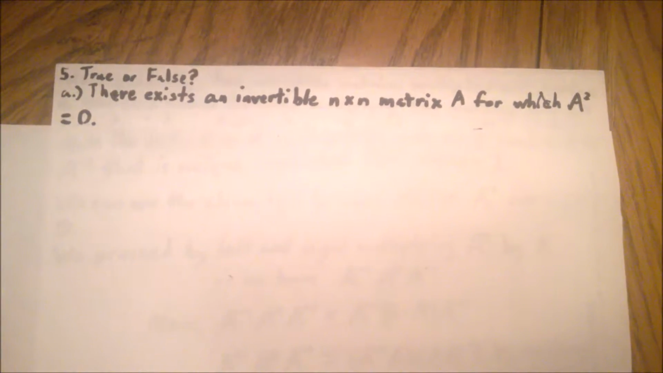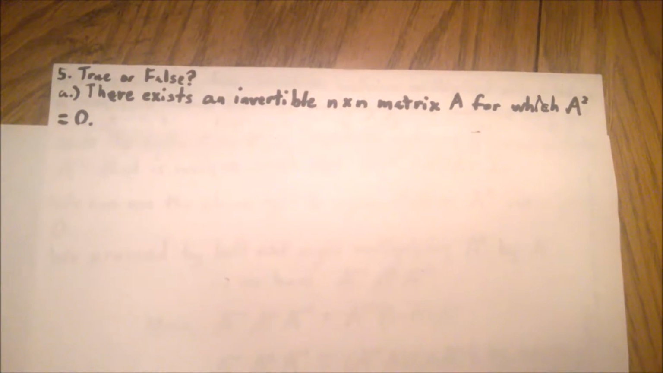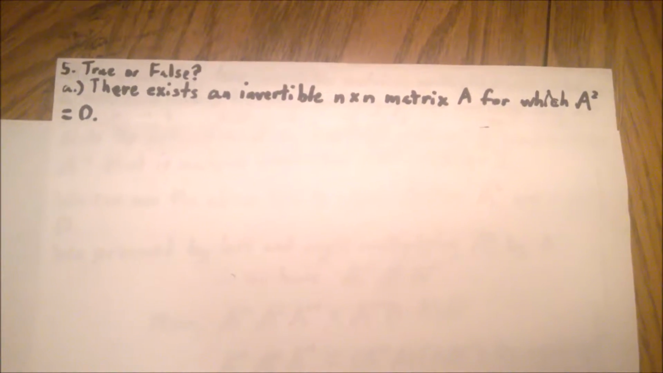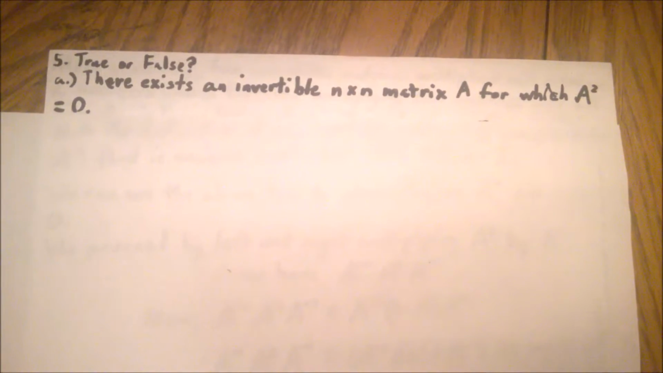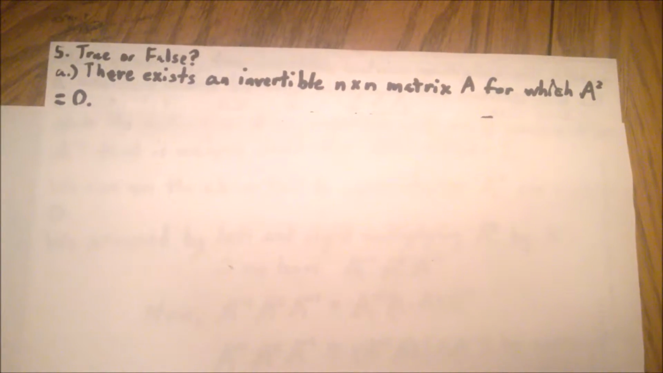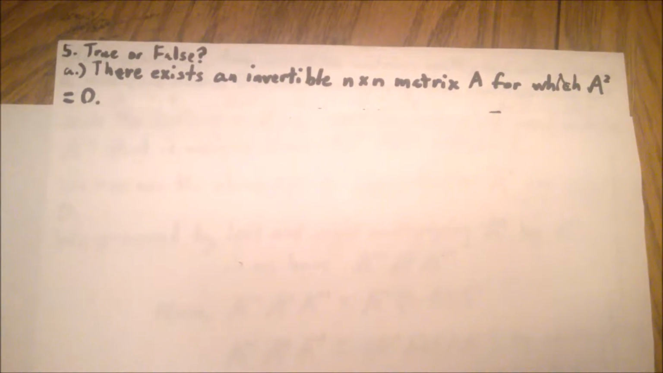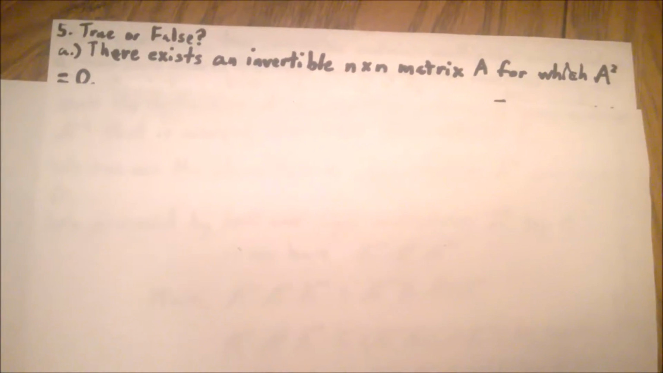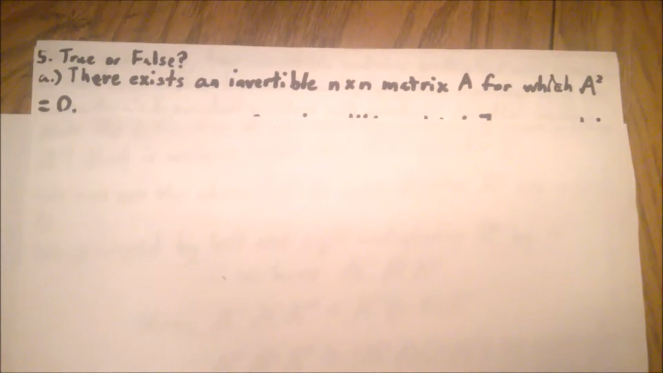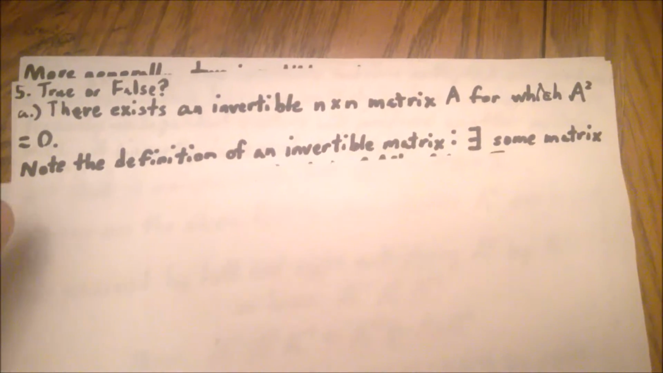Okay, so now we're going to tackle number 5, which is true or false. There are 6 claims on number 5, so we're going to evaluate each claim, and then we're going to tell whether or not each one is true or false. So the first claim here is there exists an invertible n by n matrix A for which A squared is equal to 0. Now, in order to tackle this, let's remember exactly what it means to be an invertible matrix.